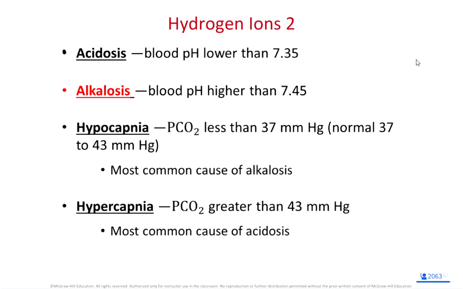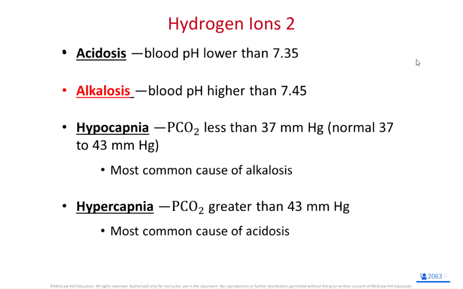So all blood is alkaline. I need to repeat that again. All blood is alkaline. But if you raise blood above the homeostatic baseline, if you raise the blood pH, we call that alkalosis, a blood pH higher than 7.45. If the blood pH is lower than 7.35, we call that acidosis. In one situation, with acidosis, we have too many hydrogen ions. With alkalosis, we don't have enough hydrogen ions.